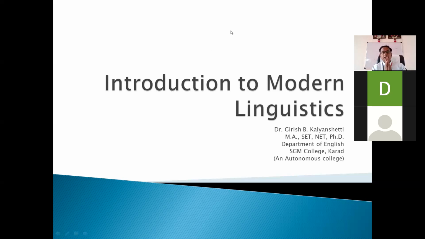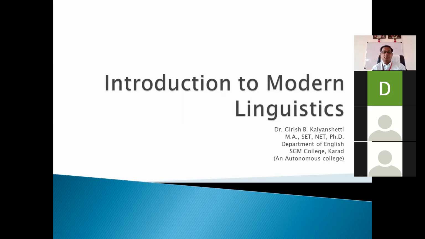So the title of the paper is Introduction to Modern Linguistics. The title makes it clear to you that we are not going to make a specialized study of modern linguistics. We are not going to specialize in any of the disciplines of linguistics, but we are just going to be familiar with all the modern disciplines of linguistics. It is an introduction. So we are going to learn basic things about semantics, basic things about pragmatics, basic things about stylistics, and basic things about sociolinguistics.